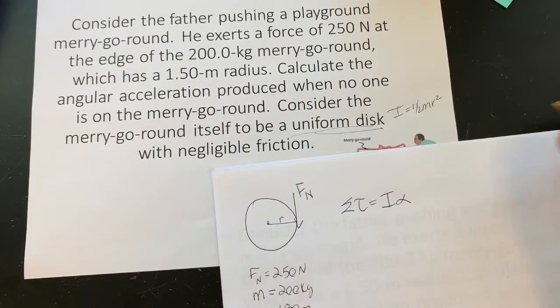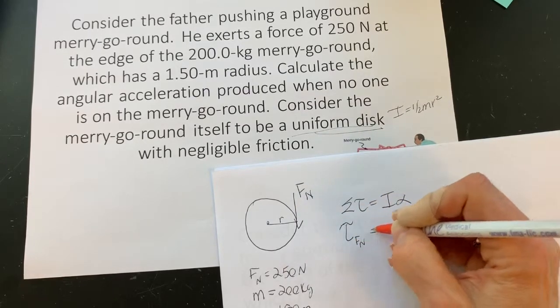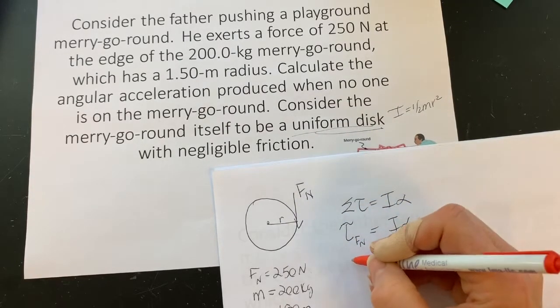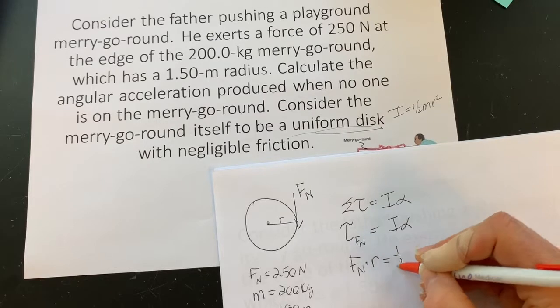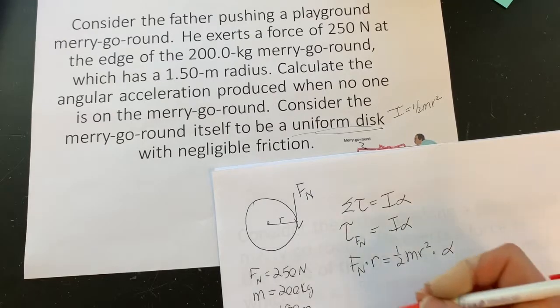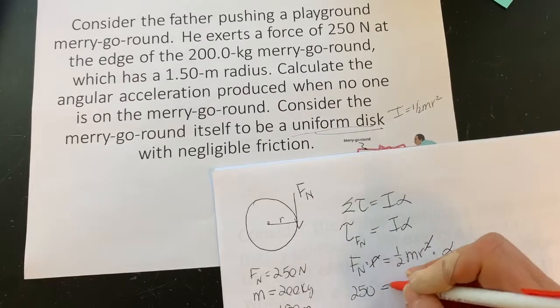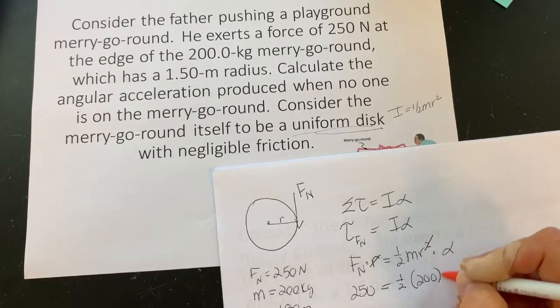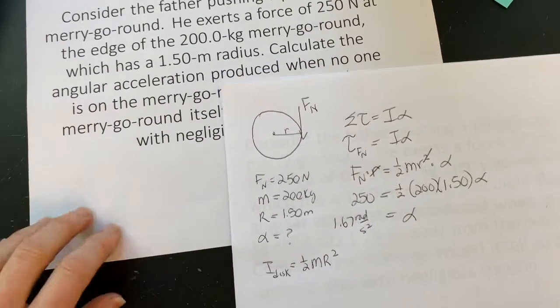So the relationship that we're going to be examining is this one. There's only one force acting on it, so there's only one torque. The torque from this normal force equals I alpha. Since that's the force times the radius where it's applied, and I is 1/2 mr squared, and alpha is what we're looking for, this becomes not a very difficult problem. You have 250, one of these r's cancels with one of those, and you can fill in the rest of the information, and you end up with 1.67 radians per second squared. So that's that problem.